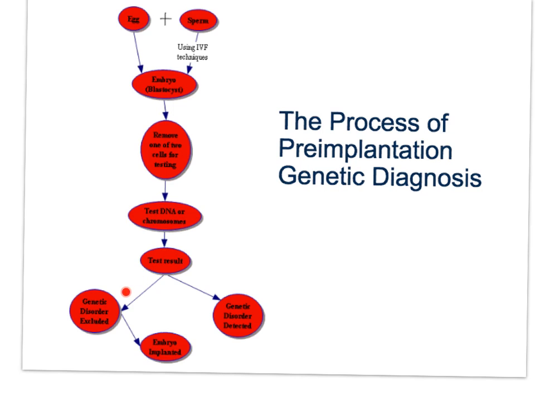We're going to get the test results back, and if the genetic disorder is detected, we're not going to use that embryo because that's the one that has the genetic disorder. So instead, we put in the one embryo that does not have the disorder, and we put it back into the mom. So you pretty much find out whether or not that embryo has a genetic disorder before you implant it back into the mother to then grow into the baby. It's a pretty interesting process.